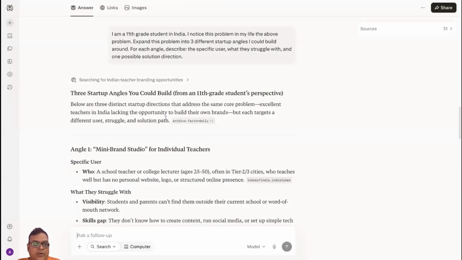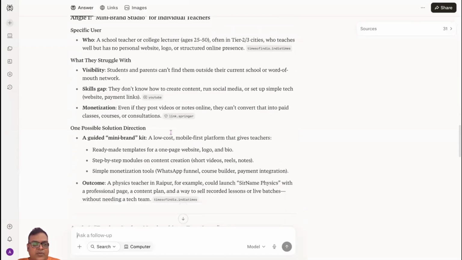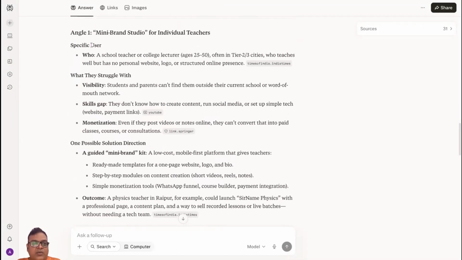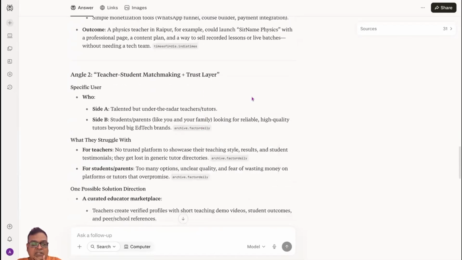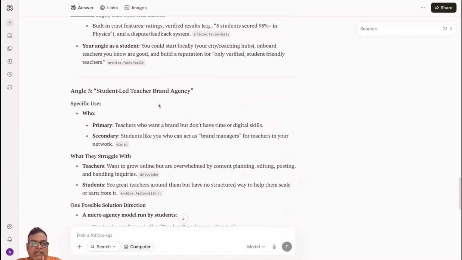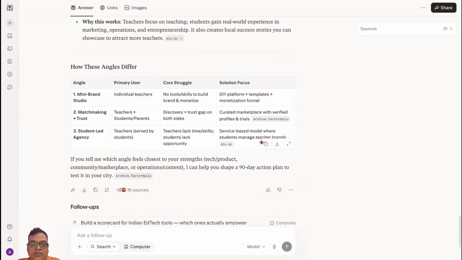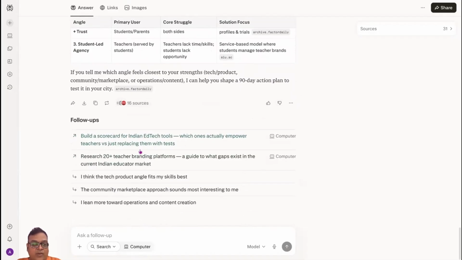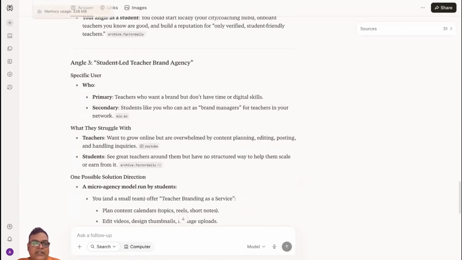The last one is the Perplexity. Again, right? Mini brand studio for individual. So it has started with a solution sort of, right? Who is the user? What is the visibility and the possible? Teacher student matchmaking plus trust layer. Good. And student led. So this looks like well researched. Wonderful. And here also there's a table. If you tell me which one you like, it can actually create a 90-day action plan. There are follow-ups. So if you click, it will actually give you the other details. Anyway, I am not interested in that.